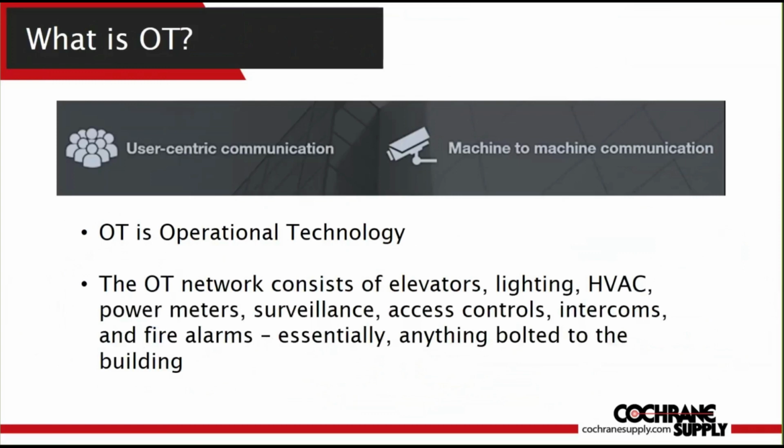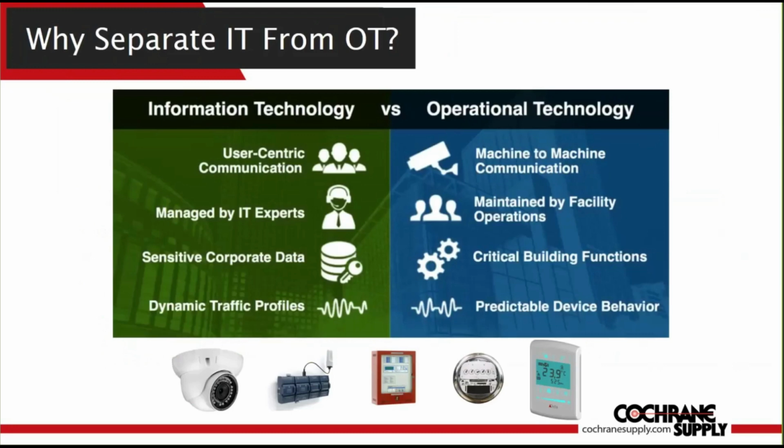So this presentation is called How to Design an OT Network. What is OT? Well, OT is operational technology. Simply put, anything in your building that is bolted to the building. So in other words, your lighting systems, that would be operational technology. Your HVAC systems, access control, fire alarm systems, elevators and escalators. All those things are considered operational technology. So we're talking about machine to machine communication, as opposed to IT, which is information technology.